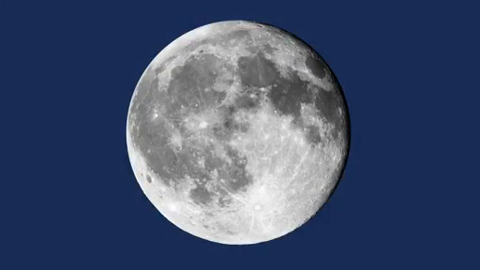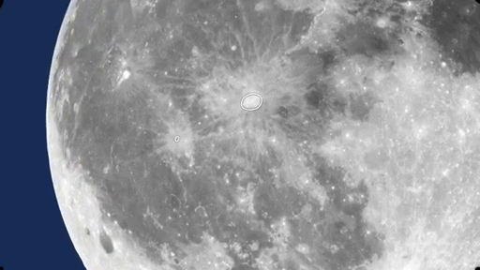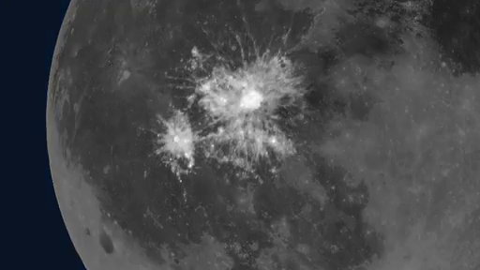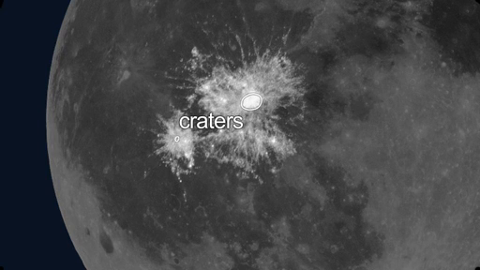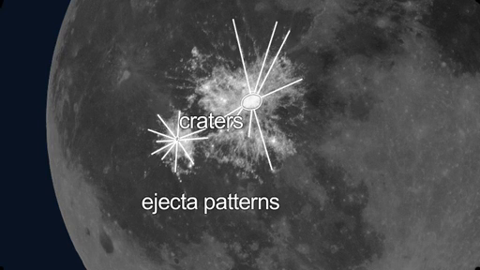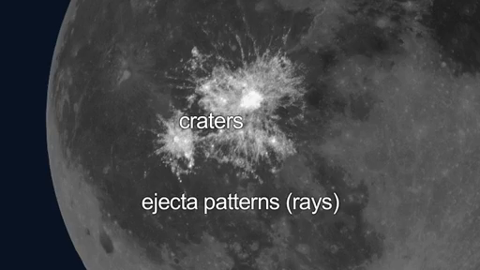Hi, we're here today with a fun and educational activity that you can do at home, at school, or even at a camp. And it involves making craters. Go outside tonight, take a look at the moon, and you'll see these circular features with lines coming out. Those circular features are craters, and the lines coming out are ejecta patterns, rays.